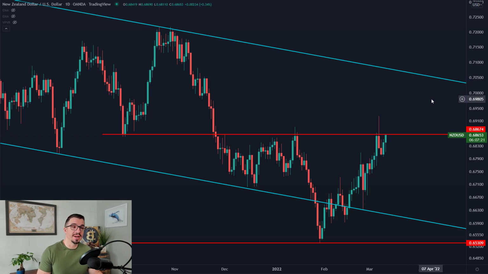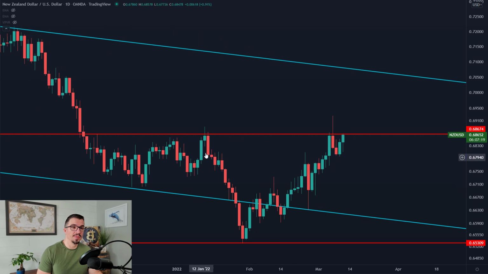But just keep in mind that until the market closes above this level, it is technically below it, meaning that this area is going to be resistance. And from what we've seen so far, it is a very significant resistance level. So keep that in mind. I am not buying the pair today. It is going to take some more time to really see what plays out here.